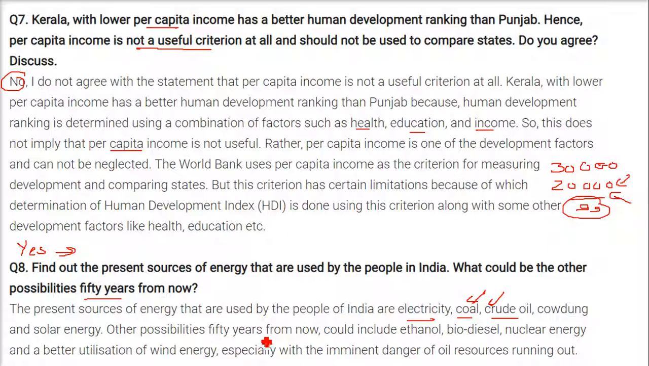But after 50 years we can include ethanol, biodiesel, nitrogen, hydrogen, and nuclear energy, and better utilization of non-conventional sources like wind energy, solar energy, underwater or tidal energy, and geothermal energy, especially with the imminent danger of oil resources running out in 50 years.